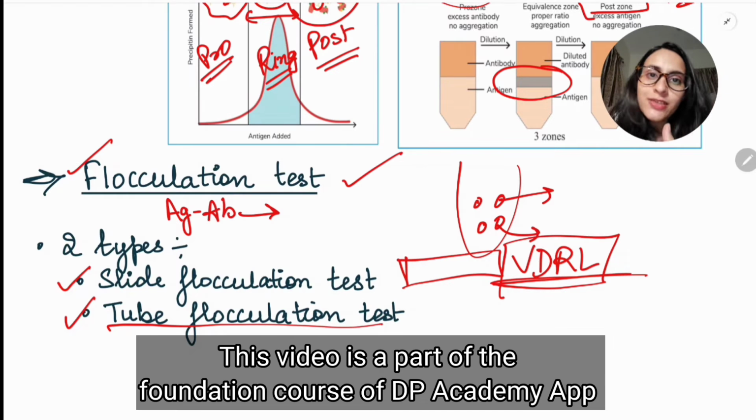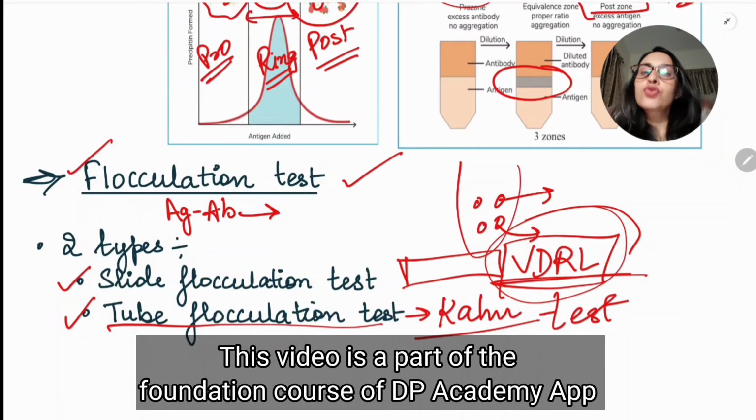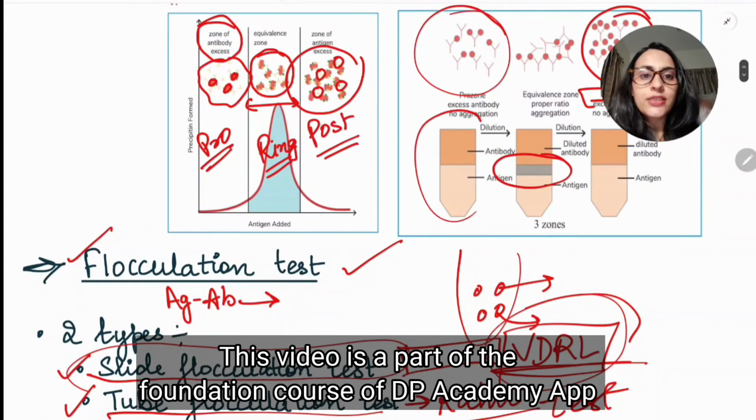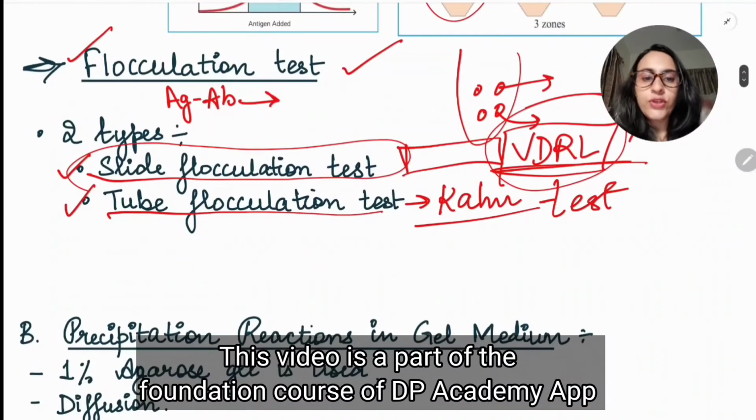Another is the tube flocculation test. When it is done in a test tube, it is known as the tube flocculation test. Again, this is a test for syphilis, for Treponema pallidum, and it is known as the Kahn test. So VDRL, the most common test done for syphilis, for Treponema pallidum, is the slide flocculation test. When the flocculation test is done in a test tube, it is known as the tube flocculation test.